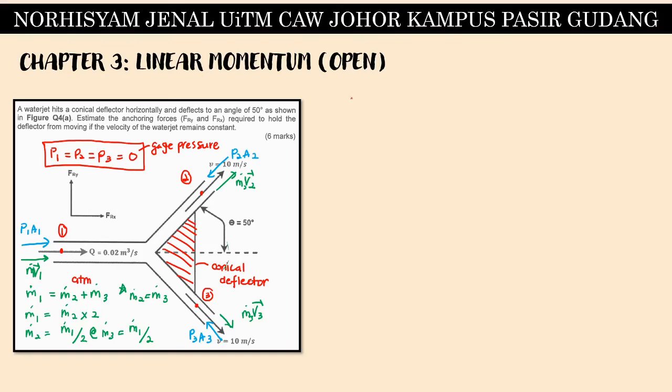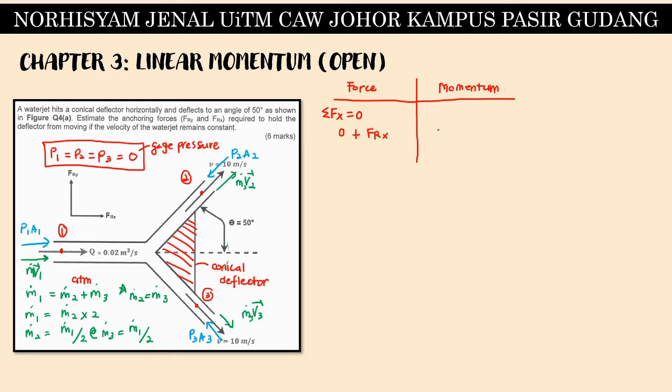In order for us to calculate the FRY and FRX, we do the separation again. This will be force and momentum. Okay, so for force, we do summation of force equals 0 for x direction. So we know P1A1, P2A2 and P3A3 should equal 0 because the gauge pressure is 0. So we can just put 0 plus FRX. We assume it's going to the right as usual.